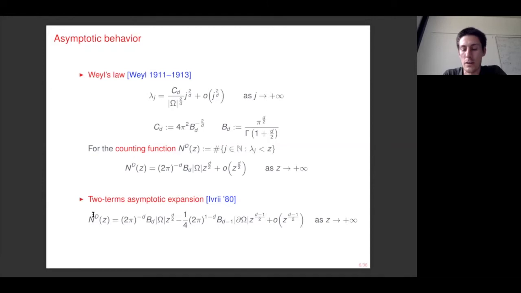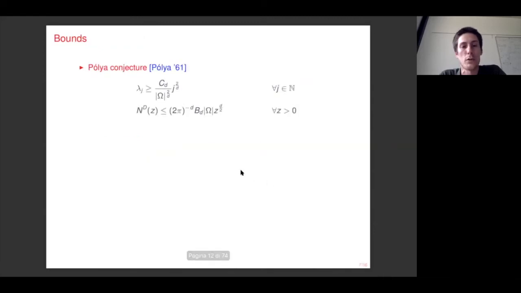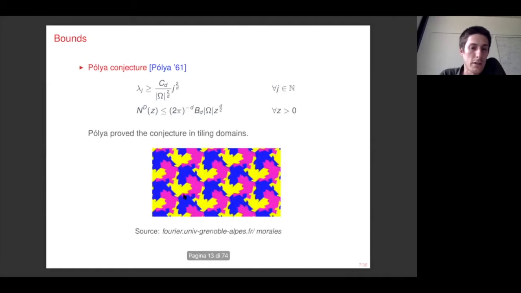Its precise definition. Another point of view in order to understand the asymptotic behavior of the eigenvalues is to prove explicit bounds. In this direction, Pólya conjectured that the eigenvalues, or equivalently the counting function, can be lower bounded or upper bounded by their Weyl term. And he proved his own conjecture for tiling domains, that is, domains which can cover the space through pairwise disjoint congruent copies of the same domain.